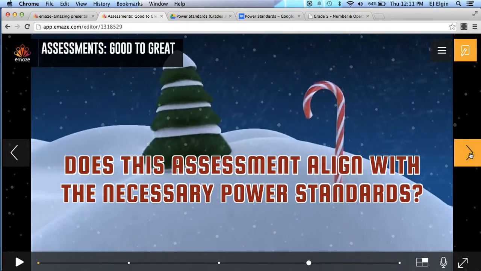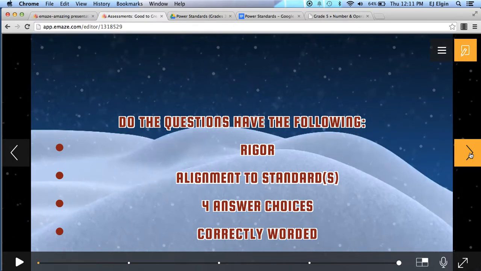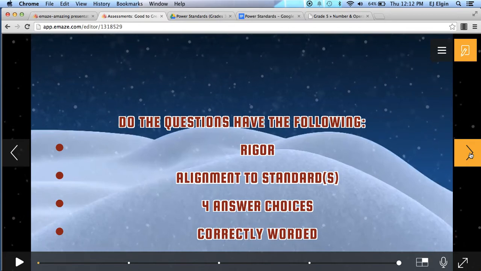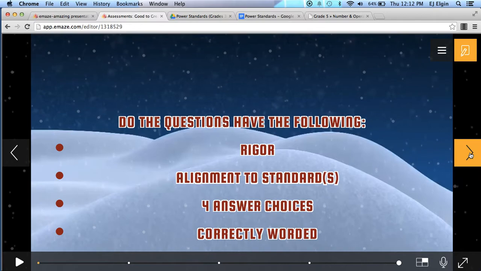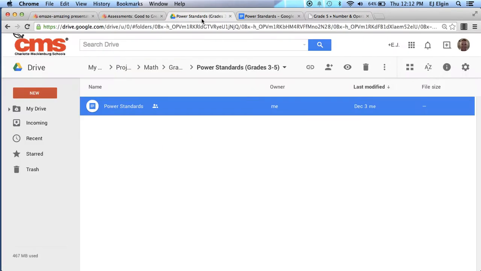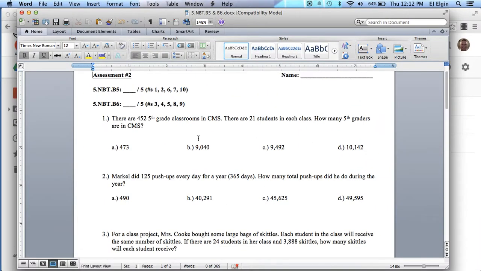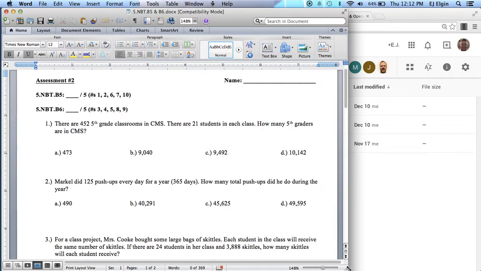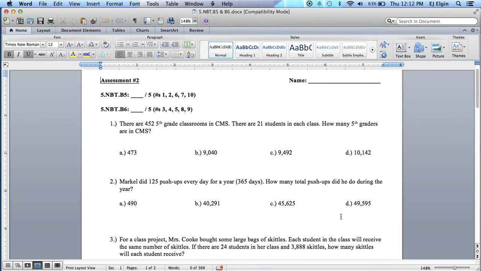Okay. Finally, guys, our last question, and one that may seem obvious to you, but one that it's always good to check on, is: do the questions on my assessment have the following: rigor, alignment to the standards, 4 answer choices, and correct wording? Sonia, do you want to speak to that at all? Sure. So your test we've already discussed is in line with your pacing guide and is in alignment with the power standards, the way that we've defined power standards.